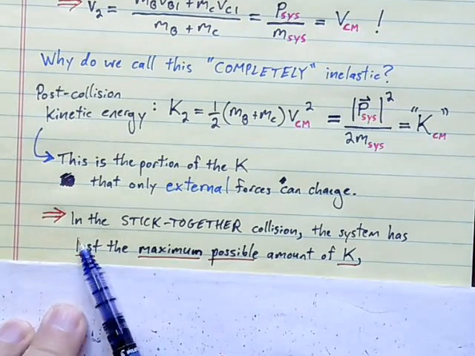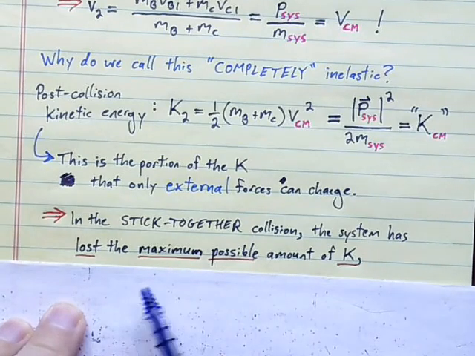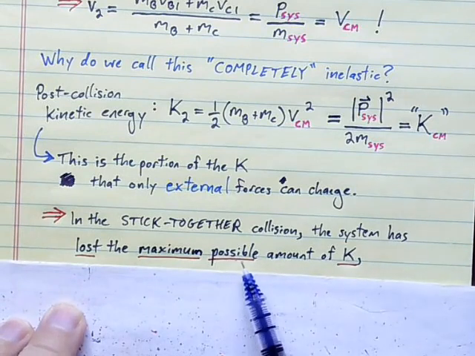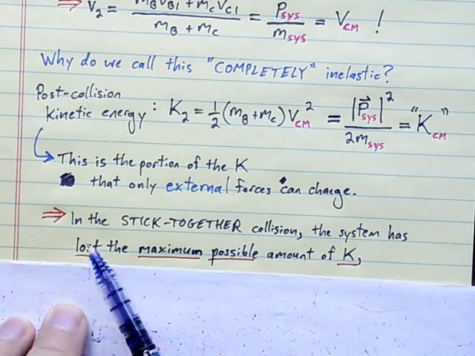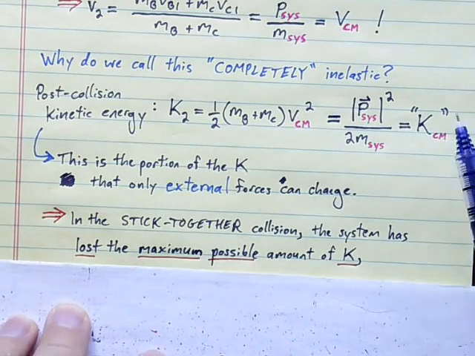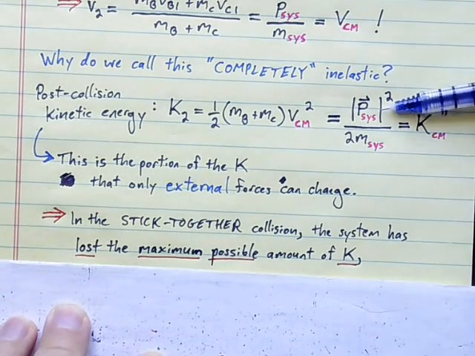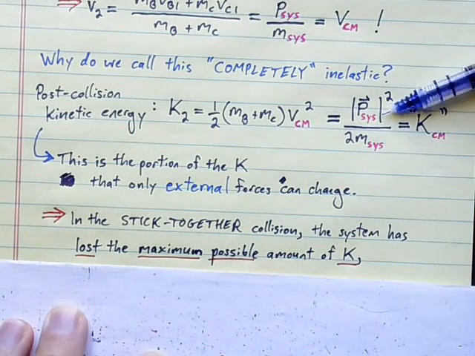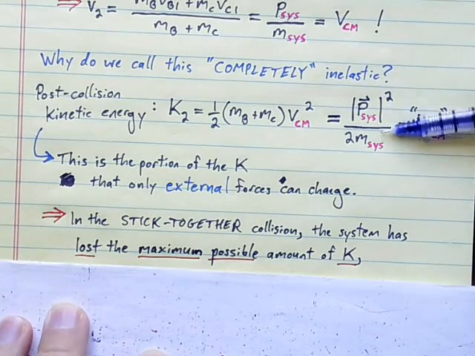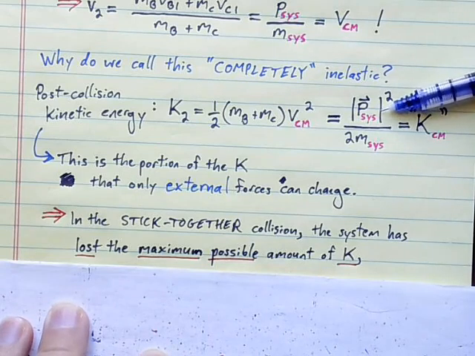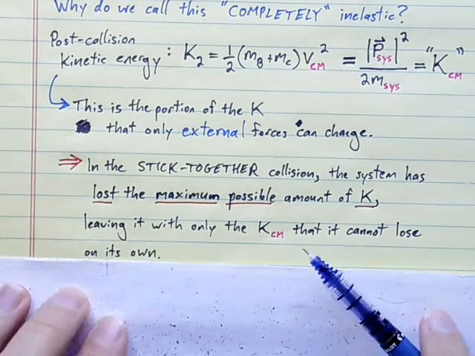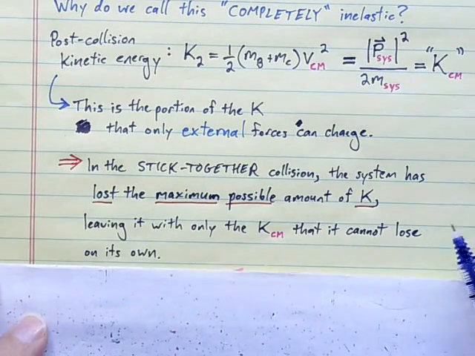So in this stick-together collision, the system has lost the maximum possible amount of kinetic energy. It's lost some kinetic energy. How much? It's lost all of it except for this. This is the kinetic energy it still has, the kinetic energy associated with the momentum, which is exactly the kinetic energy that it couldn't have possibly lost in the collision, because only an external force can change the momentum of the system. So our system has lost all the kinetic energy that it can, leaving it with only the KCM that it cannot lose on its own.